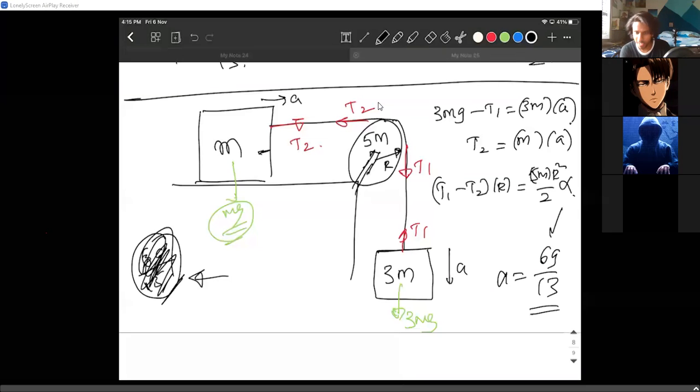Okay. Aditya got the wrong answer. He says it's 5g by 11. No, Aditya, it's not. It is 6g by 13. Sorry, he says 6g by 13, but the answer is, wait a second, the answer is 6g by 13. You are saying 6g by 11. No. Answer is 6g by 13.